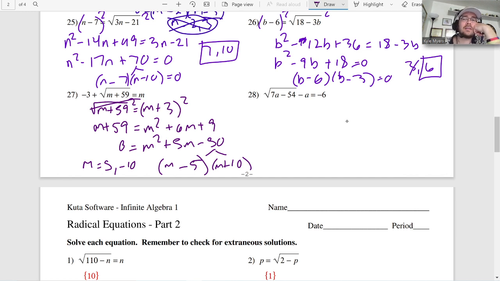That did not work out. That was kind of weird. Normally, it's like you get a number equals a negative version of itself, but that just didn't work out. Negative 10 plus 59 is 49. Square root of 49 is 7. 7 minus 3 is 4. Yeah, that doesn't work out at all.